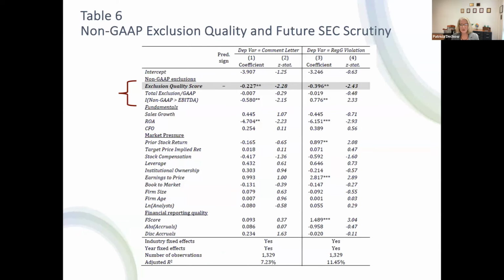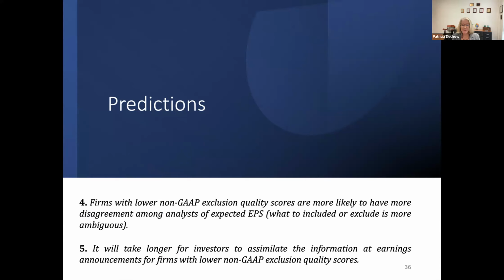And then we also go ahead and ask, do analysts have a more difficult time forecasting earnings because they have to decide what to exclude and include in their forecasts of earnings? When you're dealing with a low quality non-GAAP exclusion firm, do analysts have a more difficult time just coming up with a forecast because they don't know what to include or exclude? So is analyst dispersion greater for low non-GAAP exclusion quality firms? And does it take investors longer to assimilate the information in earnings announcements when we've got these lower non-GAAP exclusion quality firms?